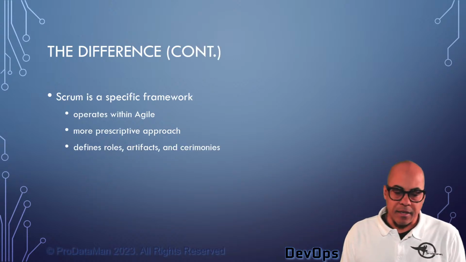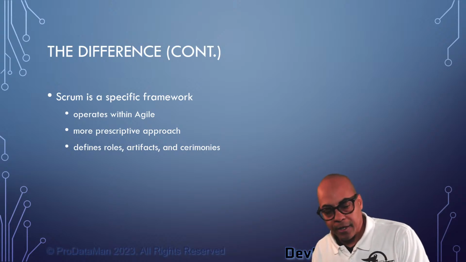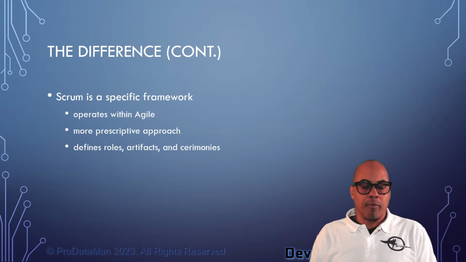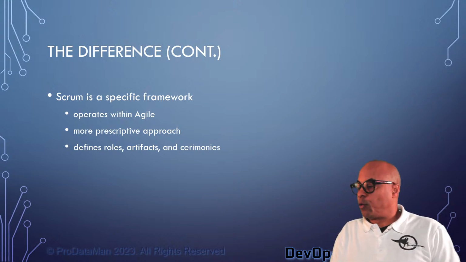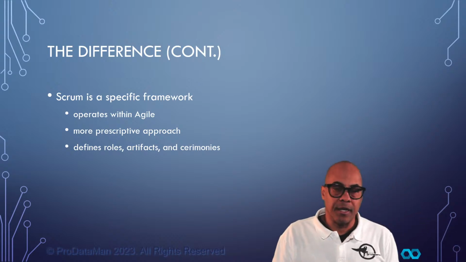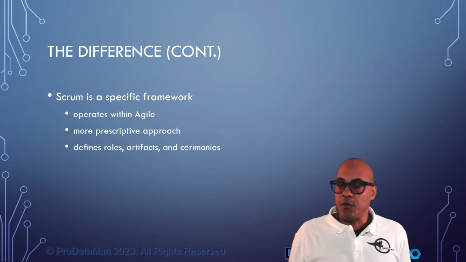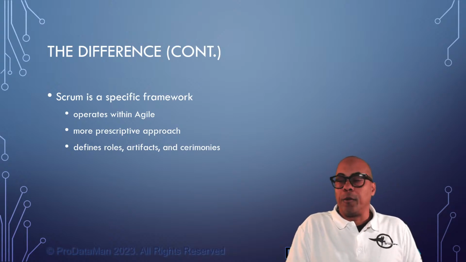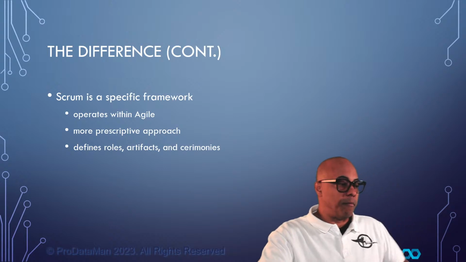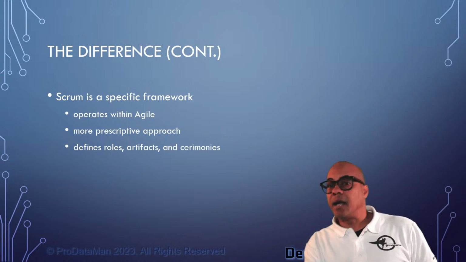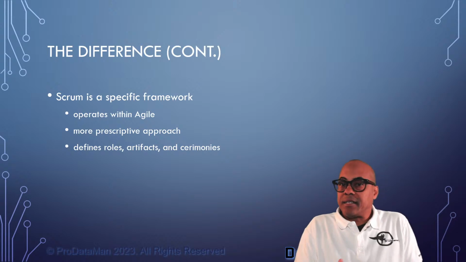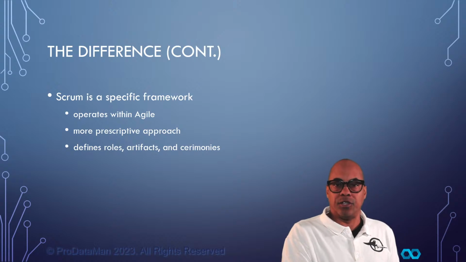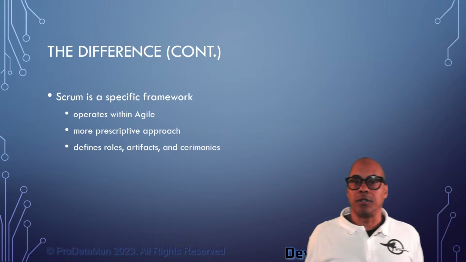Now, Scrum, as I mentioned, is a specific framework that we can operate within Agile. It's a more prescriptive approach, and it defines those roles, those artifacts, and those ceremonies. Now, as far as Scrum is concerned, you can do what you will with these roles, artifacts, and ceremonies that are defined. You can work with them within whatever methodology that you want. You can mix and match them with other things like Kanban. As we saw earlier, we might mix Kanban and Scrum within our Agile methodology to optimize our software delivery process.